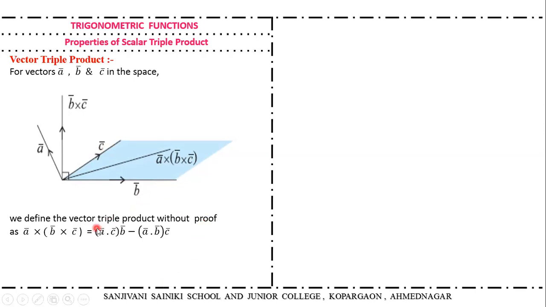We define, without proof, that A bar cross B bar cross C bar is equal to A bar dot C bar into B bar minus A bar dot B bar into C bar. This is the vector triple product of the three vectors.